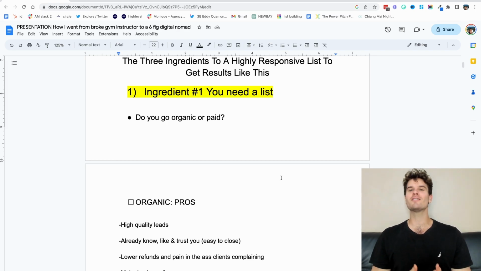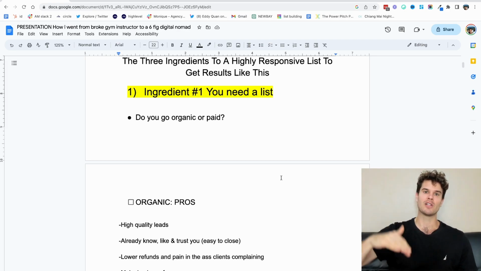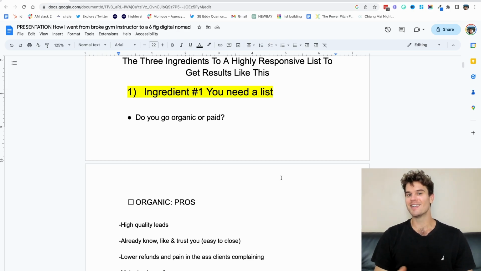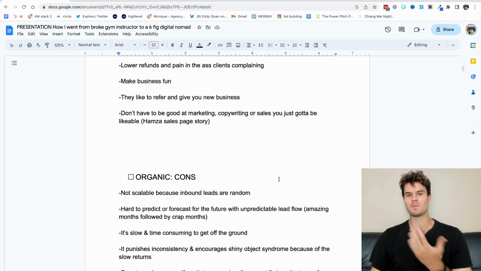And the problem with this though is that it's highly unpredictable, right? You don't know when the leads are going to come in next, and it makes scaling very difficult. So you might have all these warm leads coming in, but you might have a really bumper month, 1 month, low the next, high the next, low the next. And those are the cons basically.